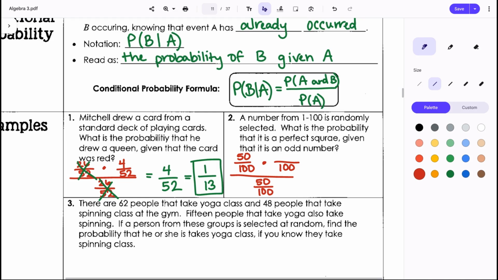So it'd be 1, 4, 9, 16, 25, 36, 49, 64, 81, and 100. There should be 10 total. So you're going to put 10 over 100 there. Just like before, we can cross off the 50s over 100 because there's one on the top, one on the bottom. So we're left with 10 over 100, which would reduce to what? Good, 1 over 10.